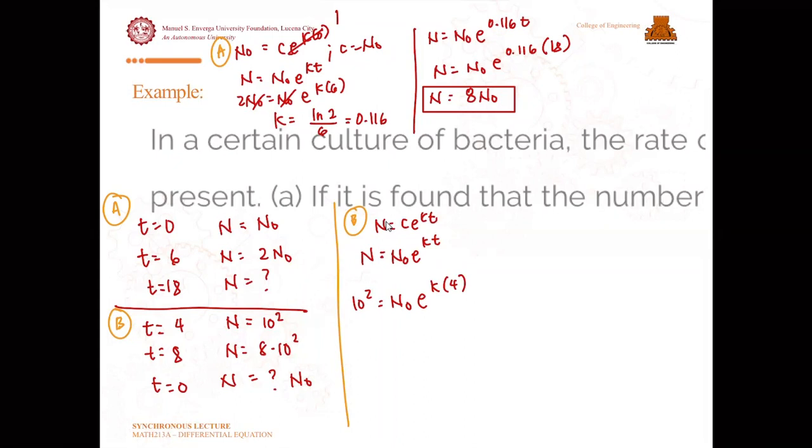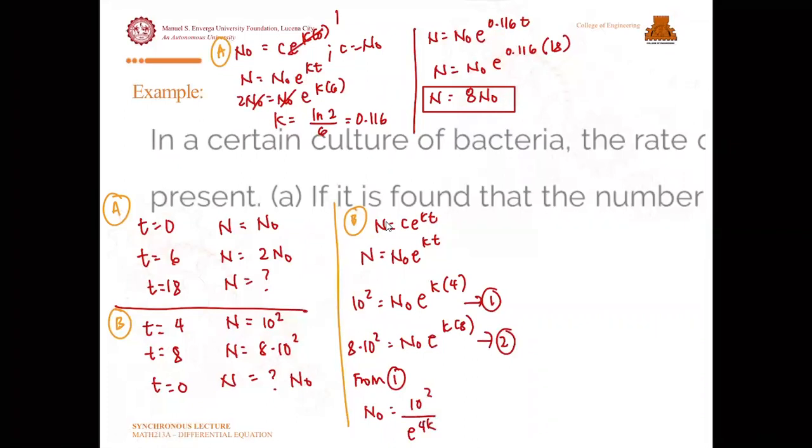Okay? So, equation number 1 natin to. Tapos yung isa is 8 times 10 squared equals N sub O e^(K times 8). Ito yung equation number 2 natin. So, makikita nyo, we have two equations, two unknowns. Ang unknown natin ay si K tsaka si N sub O. So, para ma-solve yan, pwedeng elimination or substitution. So from equation 1, gawin natin N sub O is equal to 10 squared over e^(4K).